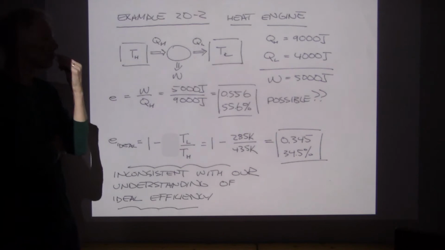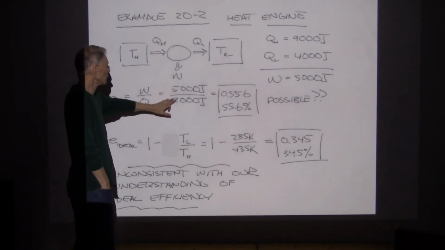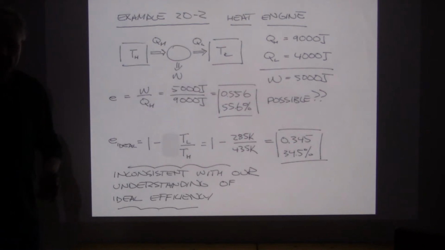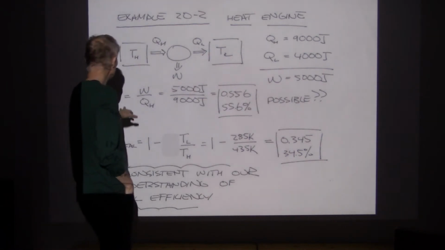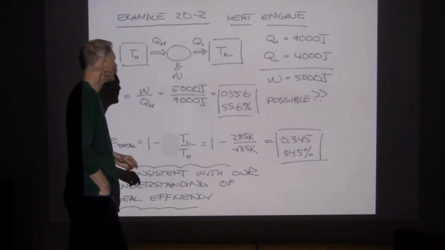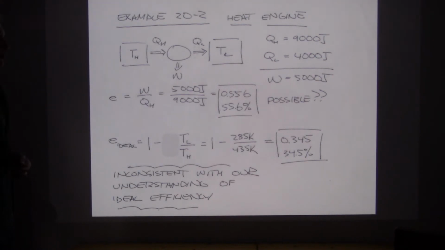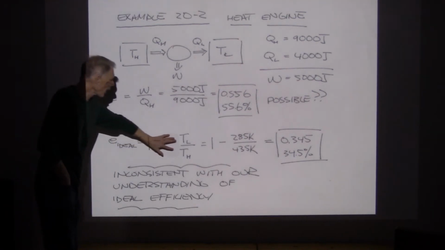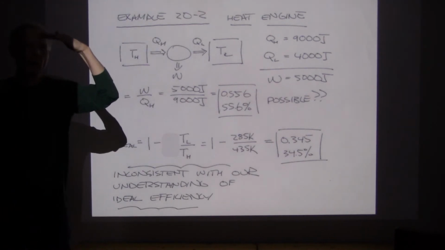Now that's a pretty good efficiency. If we're getting 5,000 joules out and we're generating 9,000 joules of heat in the combustion chamber, that's looking like an efficiency of 0.556, or 55.6%. Is it really possible this person has come up with a heat engine operating at these temperatures which is so efficient? Well, let's check. The person who designed this engine also provided us with information about the operating temperatures.